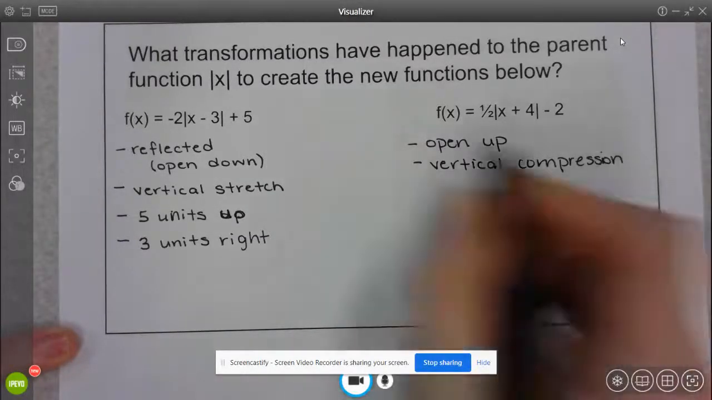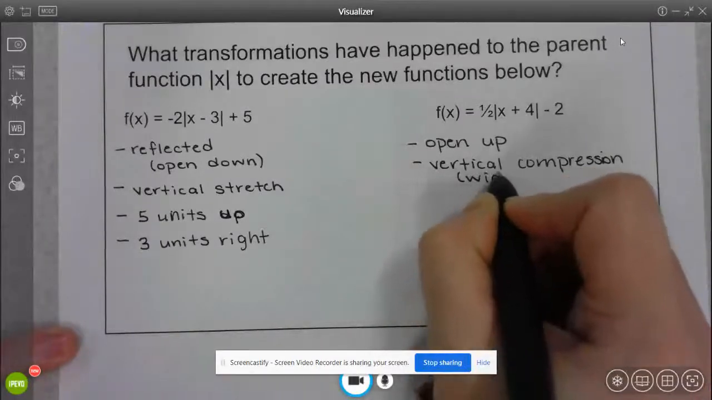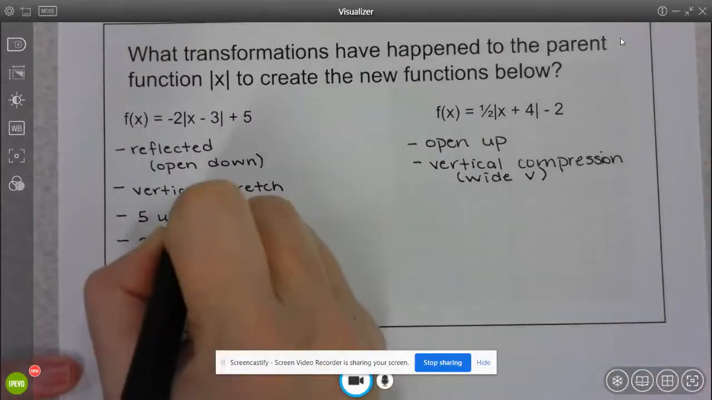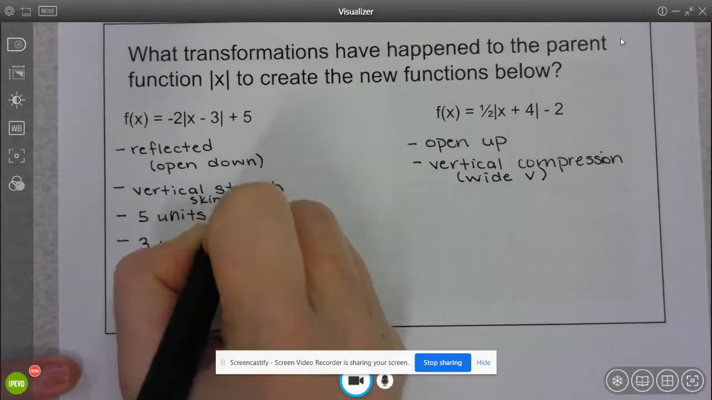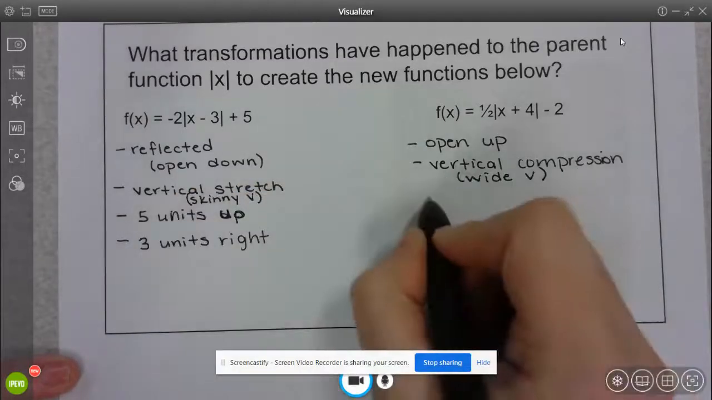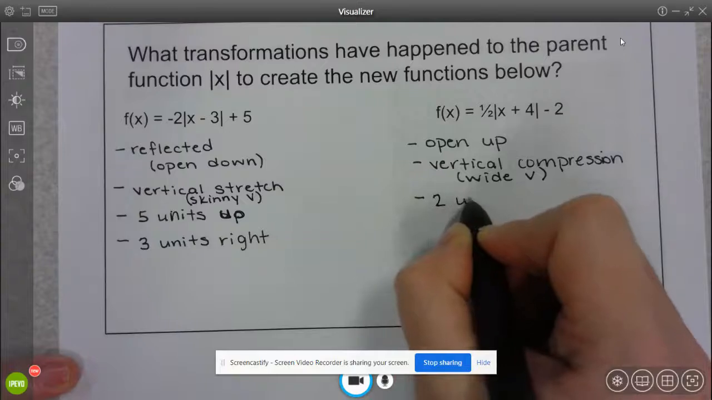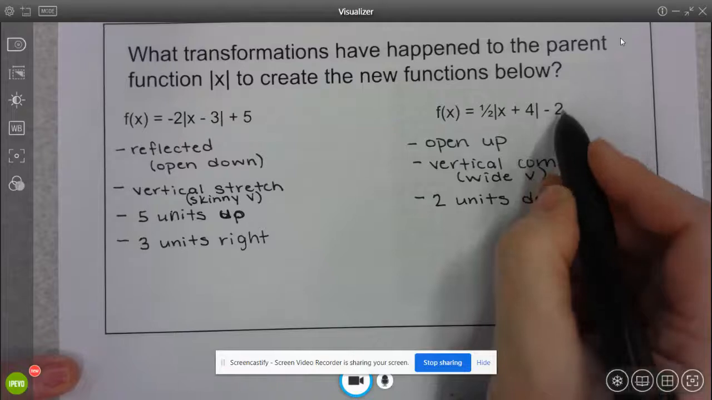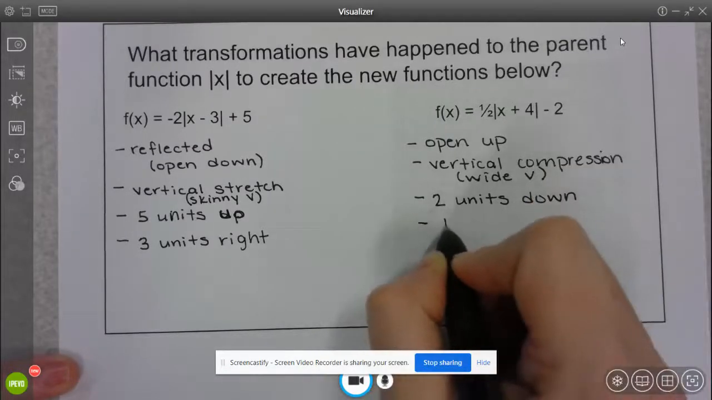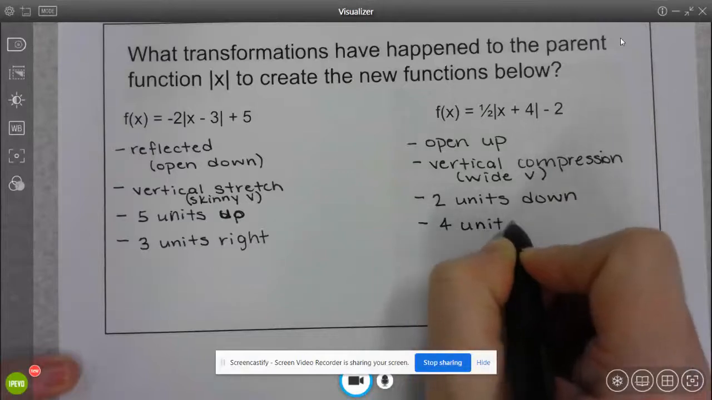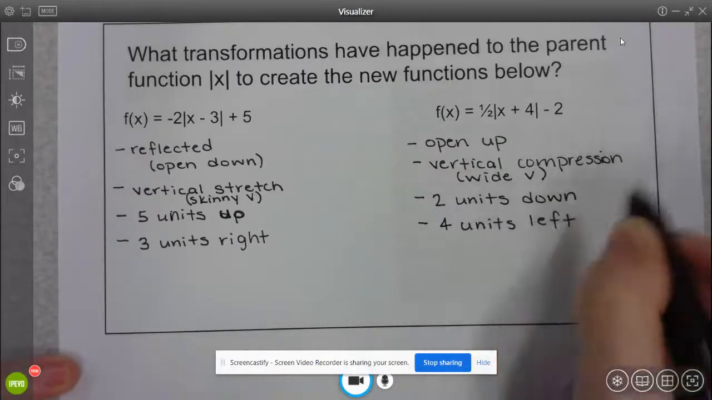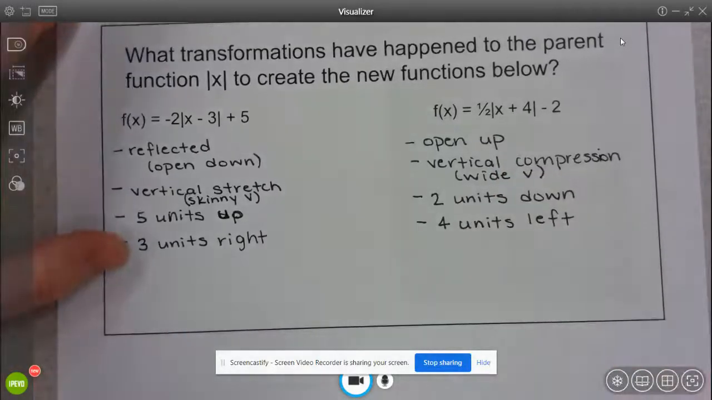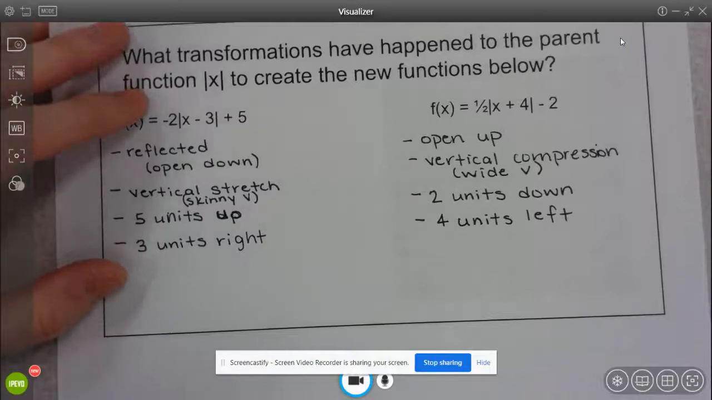Oops, spelling. So this is going to be a wide V shape. This would be a skinny V shape. I know we're going to go 2 units down because of our K value. And I know we're going to go 4 units left because of that 4. And I take the opposite.